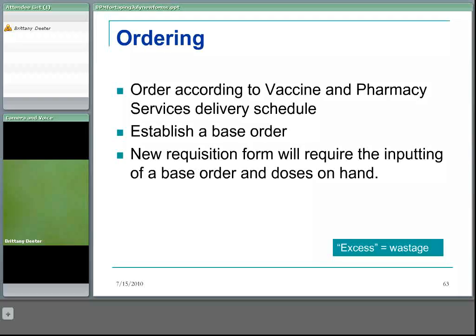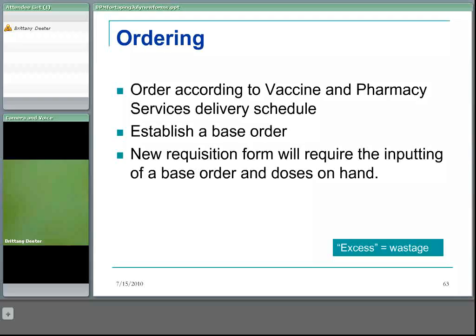We talked about how to establish a base order already, and the new requisition form that I'm going to show you in just a moment will require inputting a base order and the number of doses on hand. I can't emphasize to you enough the importance of talking about doses rather than units, to make sure that when we're talking about 100 tetanus vaccines, for example, we're actually all talking about 100 doses of tetanus rather than 100 boxes of 10 tetanus vaccines. You can see how that could easily lead to confusion and potential wastage.